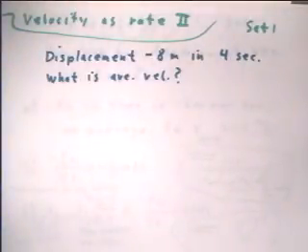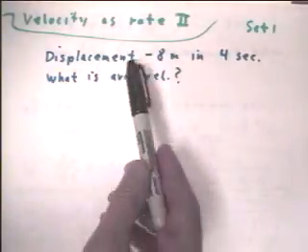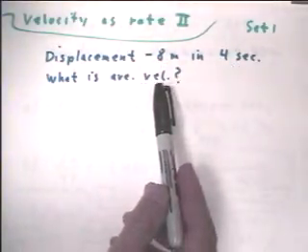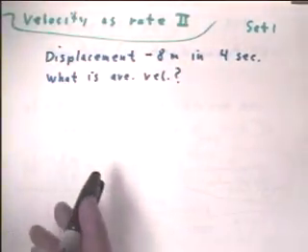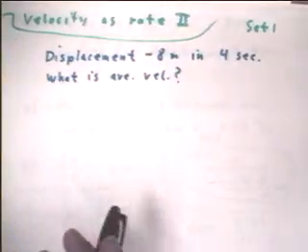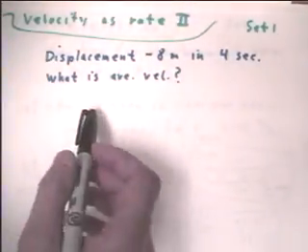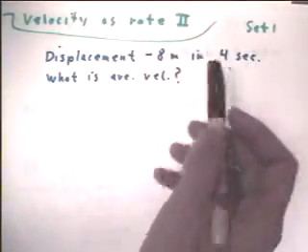Now let's consider another way of looking at velocity as a rate in terms of the example that we see here. If we have a displacement of -8 meters in 4 seconds, what is the average velocity? Now, average velocity is what? It's the average rate at which position changes, which is going to be change in position per unit of time, the number of meters per second.